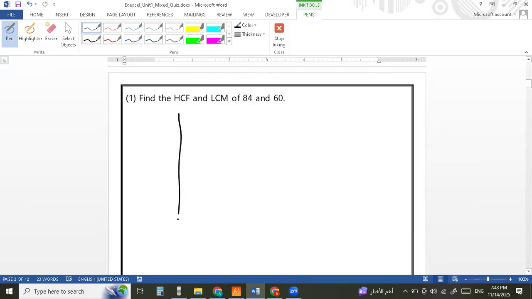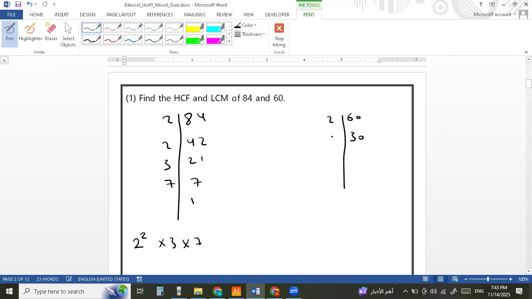So I'm going to start here with prime factorizing the 84. Dividing it by 2 will give you exactly 42. By 2 is 21. By 3 is going to give you 7. By 7 is going to give you 1. And we're going to stop here. So you're going to find that it is exactly 2 to the power of 2 multiplied by 3 multiplied by 7. While prime factorizing 60, dividing by 2 is 30, dividing by 2 is 15, dividing by 3 is 5, dividing by 5 is 1. So it is 2 to the power of 2 times 3 times 5.